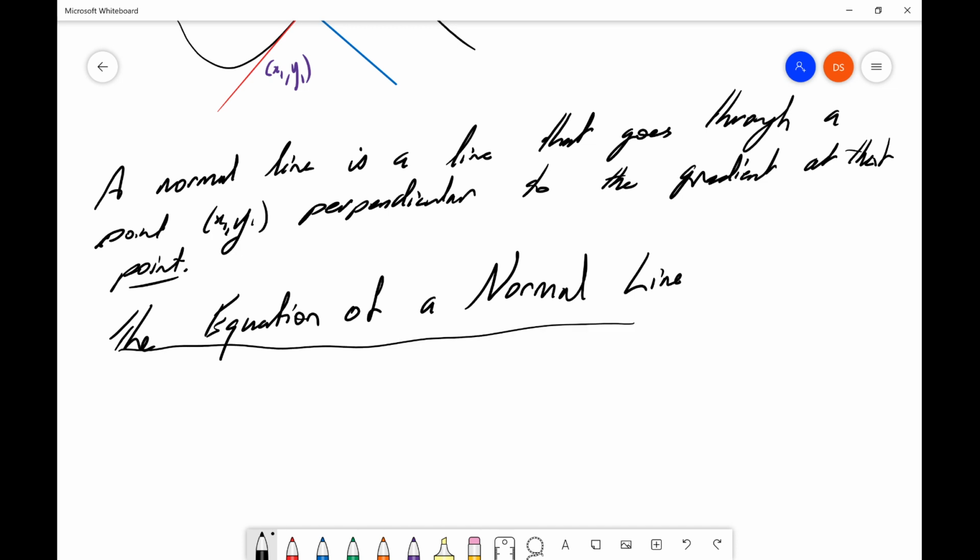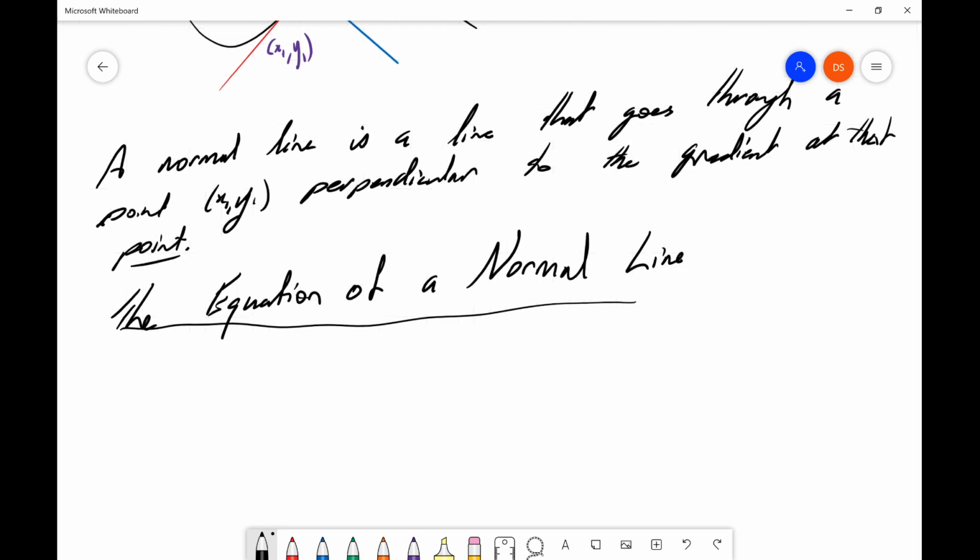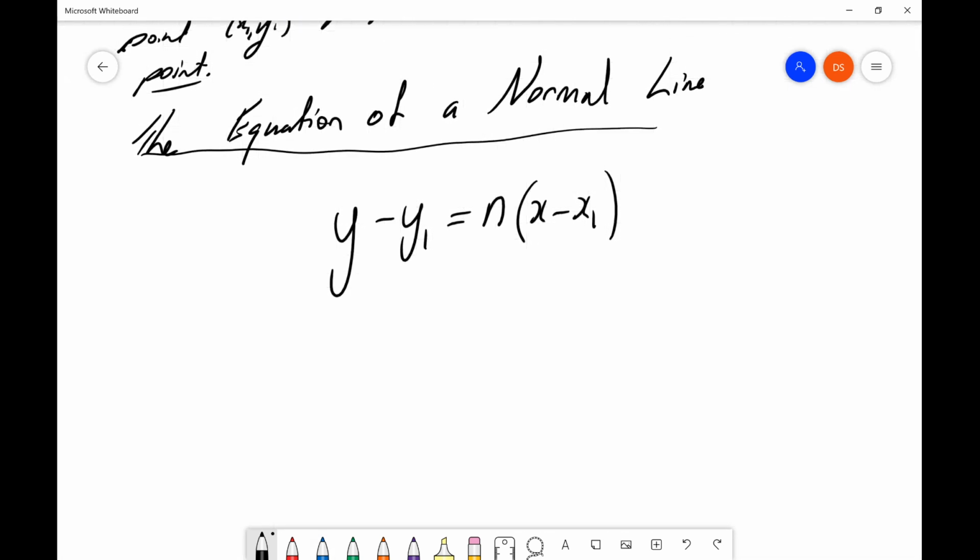Alright, here we go. The equation for a normal line, everything else is the same: y minus y1 equals n times x minus x1. So it's actually the same equation, right? But where y1 is equal to f of x1, that doesn't change.